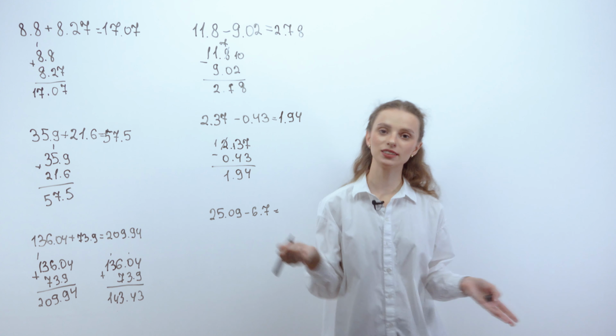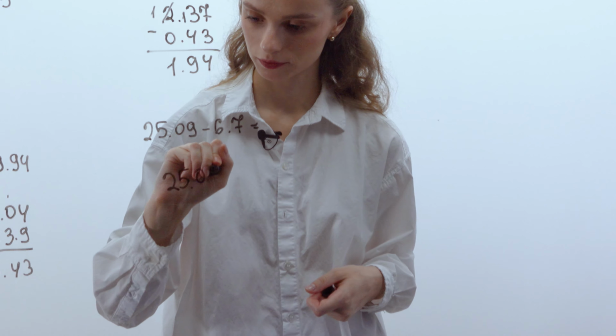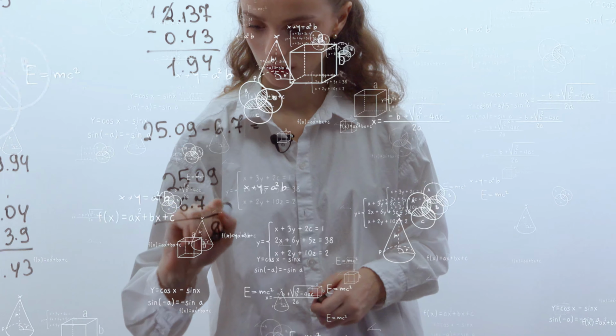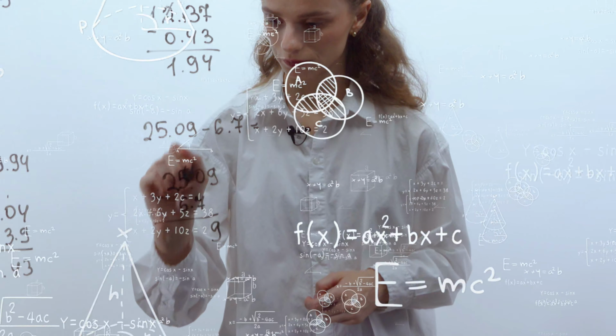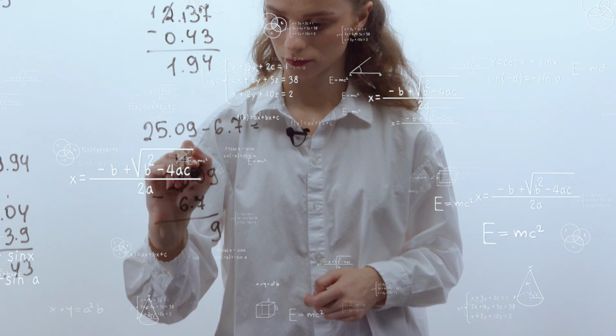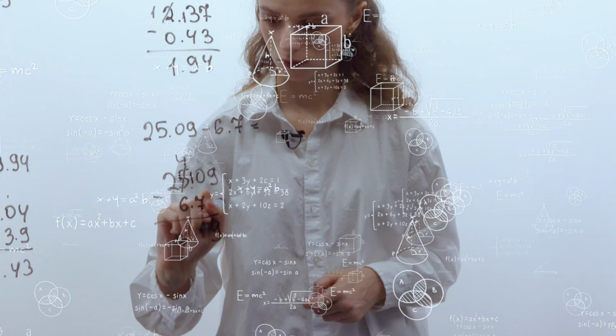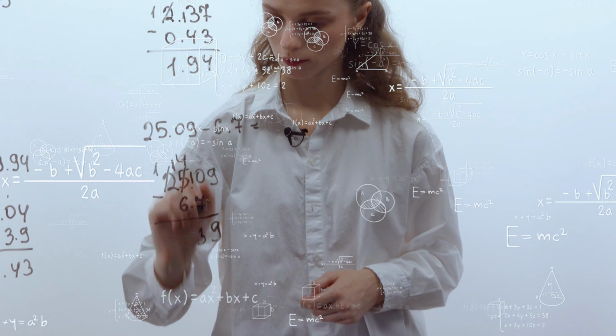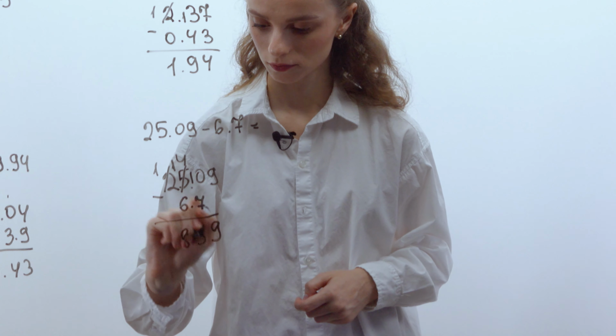And let's do the final example for this lecture. 25.09 minus 6.7. 9 minus 0 is going to be 9. 0 minus 7, cannot do it. Need to regroup. 5 turns into 4 and 0 turns into 10. 10 minus 7 is going to be 3.